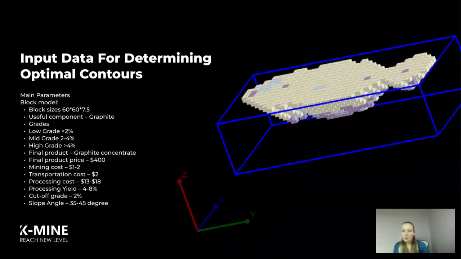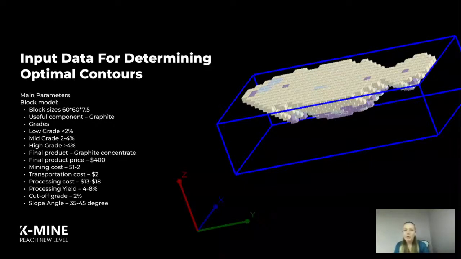So here is the data that we will use to create an open pit optimization project. The block model dimensions that were created and reviewed in today's demo are 60 by 60 by 7.5 meters. The mineral is graphite, which is divided into three groups depending on the content, and the final product is graphite concentrate, the cost of which is $400 per ton. The cost of mining for graphite and overburden is $4 and $3 per ton, and we will set the enrichment cost in the range of $13 to $18 per ton depending on the content.